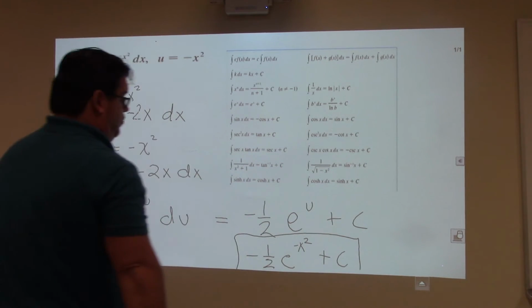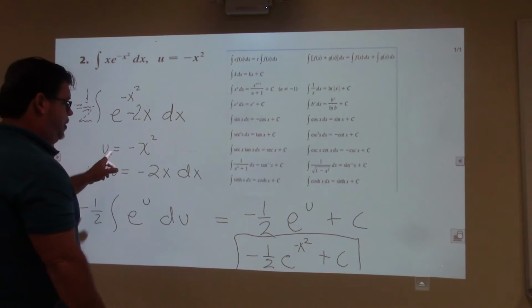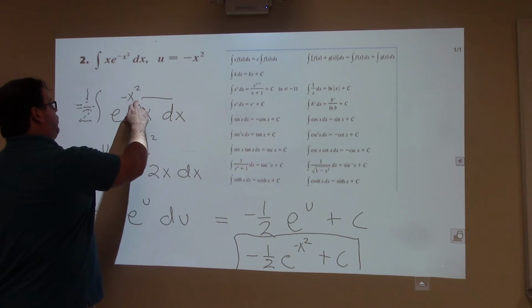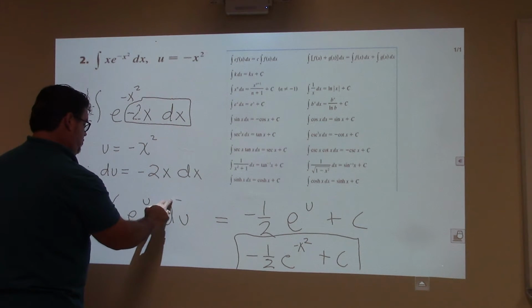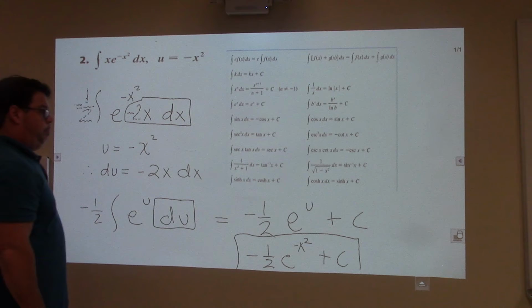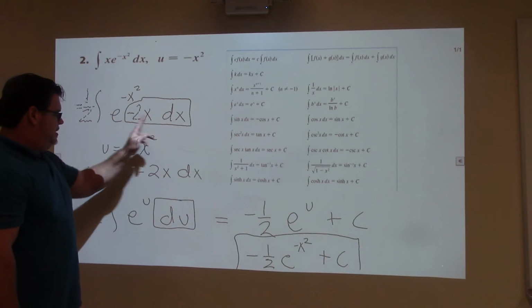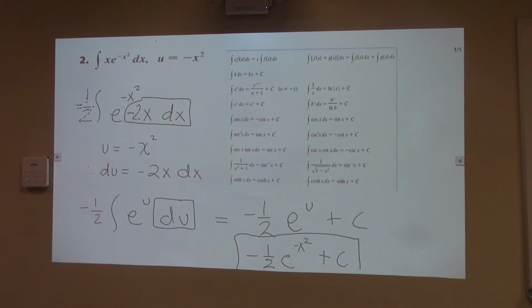So you don't put that x there after, the x just goes away because it's part of the du. Remember, you're trying to make this look like this, and that's why you need to go over your antiderivatives, which are right there.